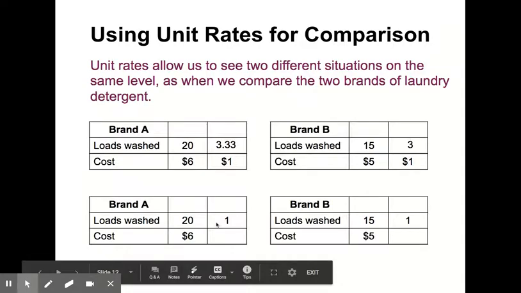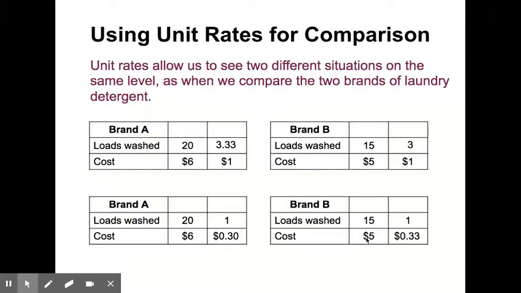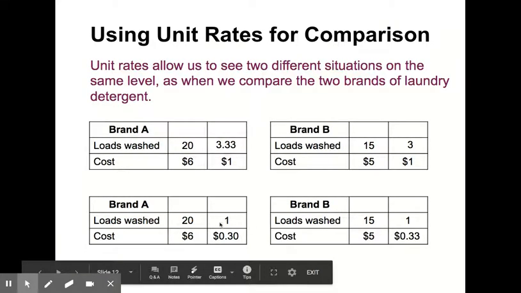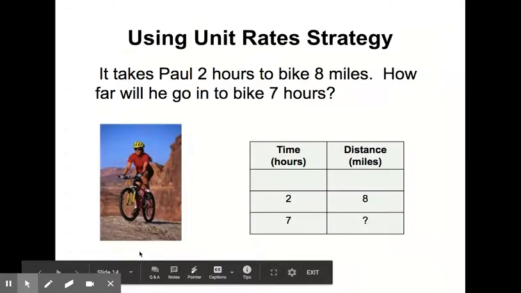Or we could make the loads washed 1. To get that, I would take the 20 and divide it by 20 to get 1. Apply that to the 6. 6 divided by 20 would be 30 cents. And then to get the 15 to become 1, I would divide by 15. Do the same to the 5, and I would get 33 cents. And again, one load would only cost you 30 cents versus 3 cents more for brand B. Okay? Using the unit rate strategy.